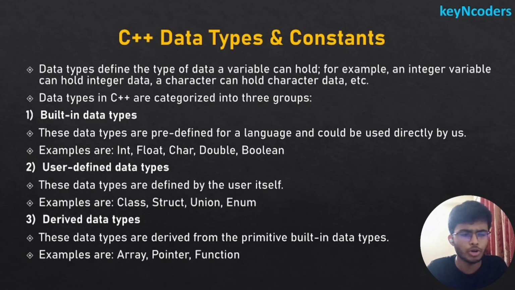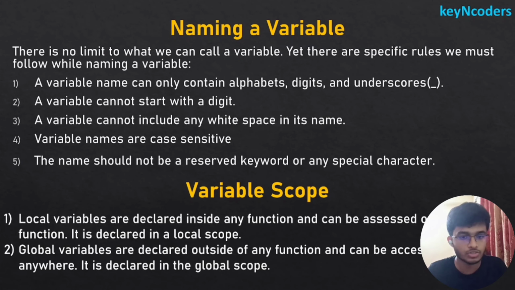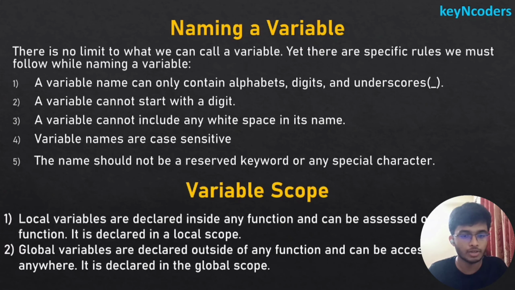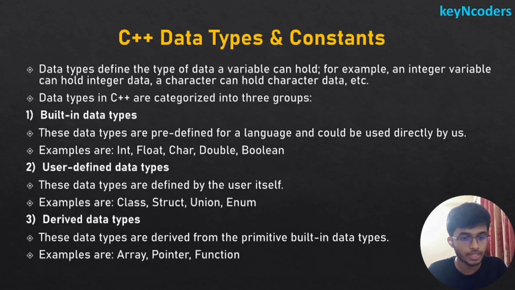Okay, so what do you mean by data types? Data types of what? If you remember, in the last lecture I taught you about variables, right? C++ variables, which are containers for storing data values. So these data types define the type of data a variable can hold. For example, an integer variable can hold integer data, a character can hold character data, etc.